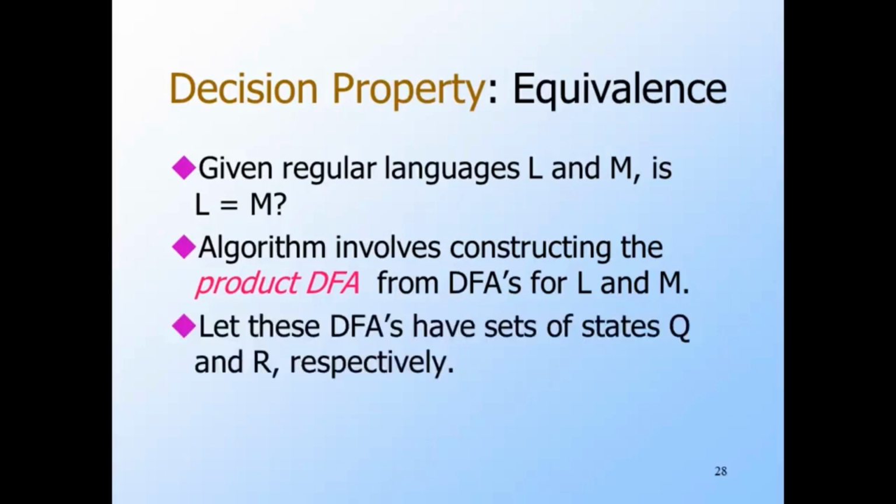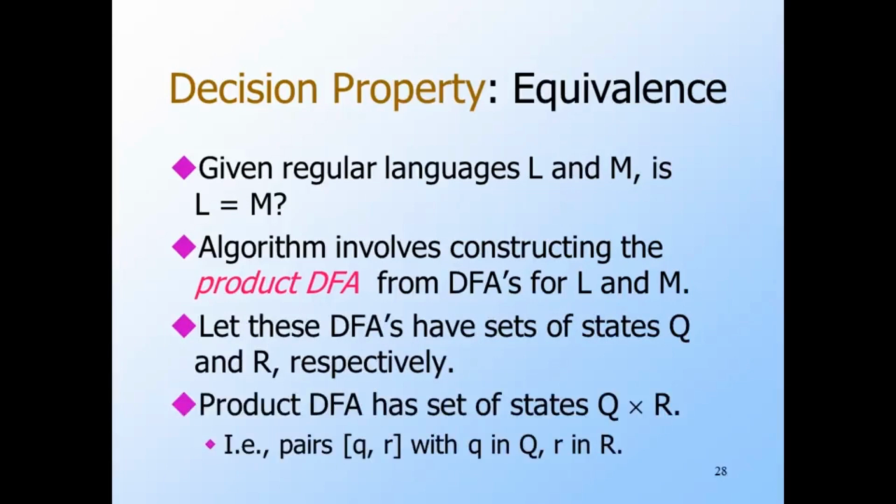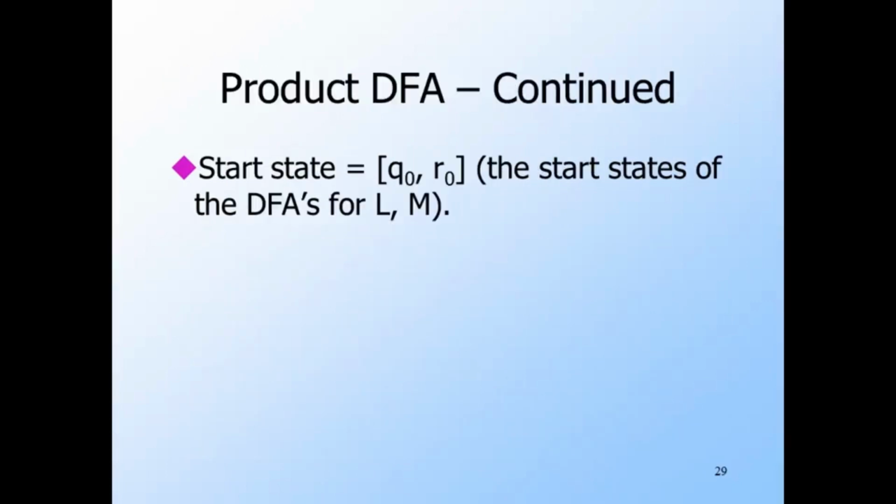Suppose these two DFAs have states Q and R. In the product DFA, the states are pairs, one state from Q, the other from R. The start state of the product DFA is the pair consisting of the start state from each DFA.